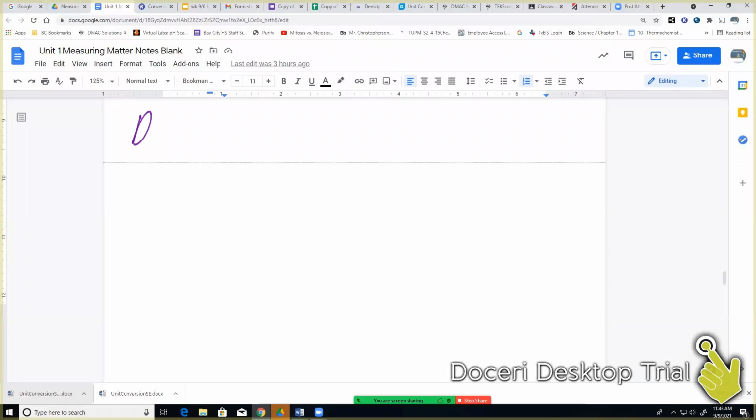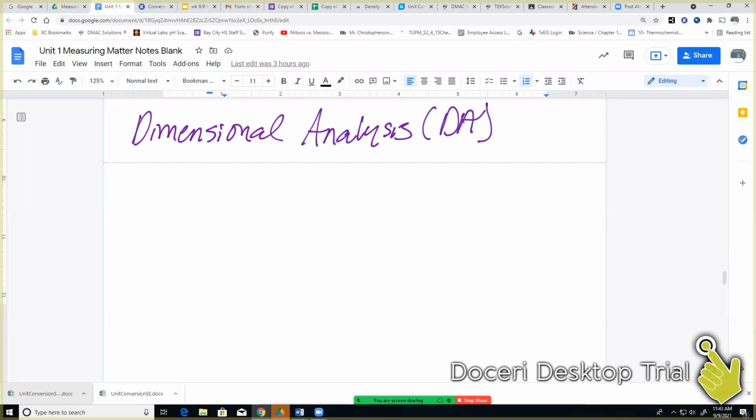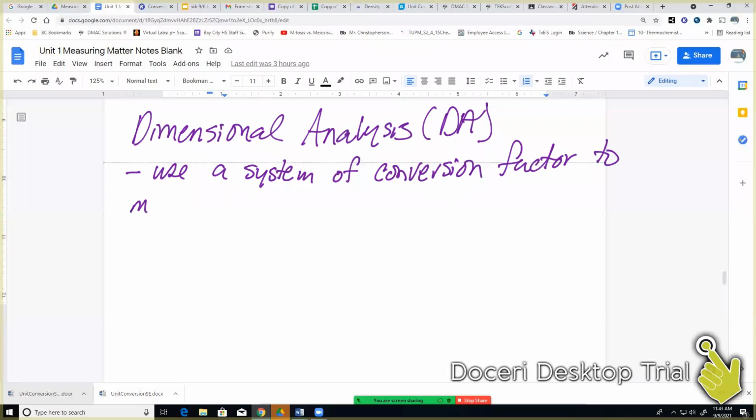All right, so we're going to use a process called dimensional analysis, or I like to just say DA, and we use it the whole year through. It's when you use a system of conversion factors to make the change from one unit to another.